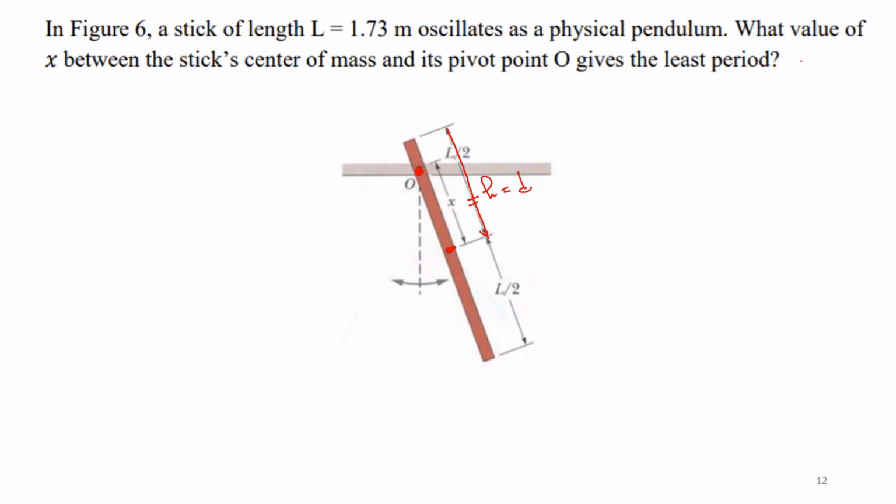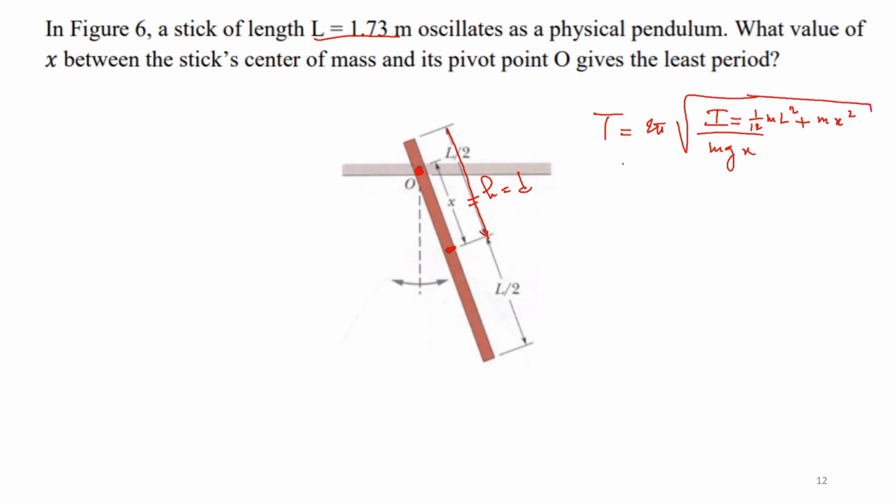So the question is, what value of x will give you the least period? So you know that the period will be equal to 2 pi square root of I divided by mgh, which is mgx. Now what is this I? Of course, it's a rod. So you will have 1/12 of m L square, L being the length of the rod, which is given, plus, by the parallel axis formula, m x square.